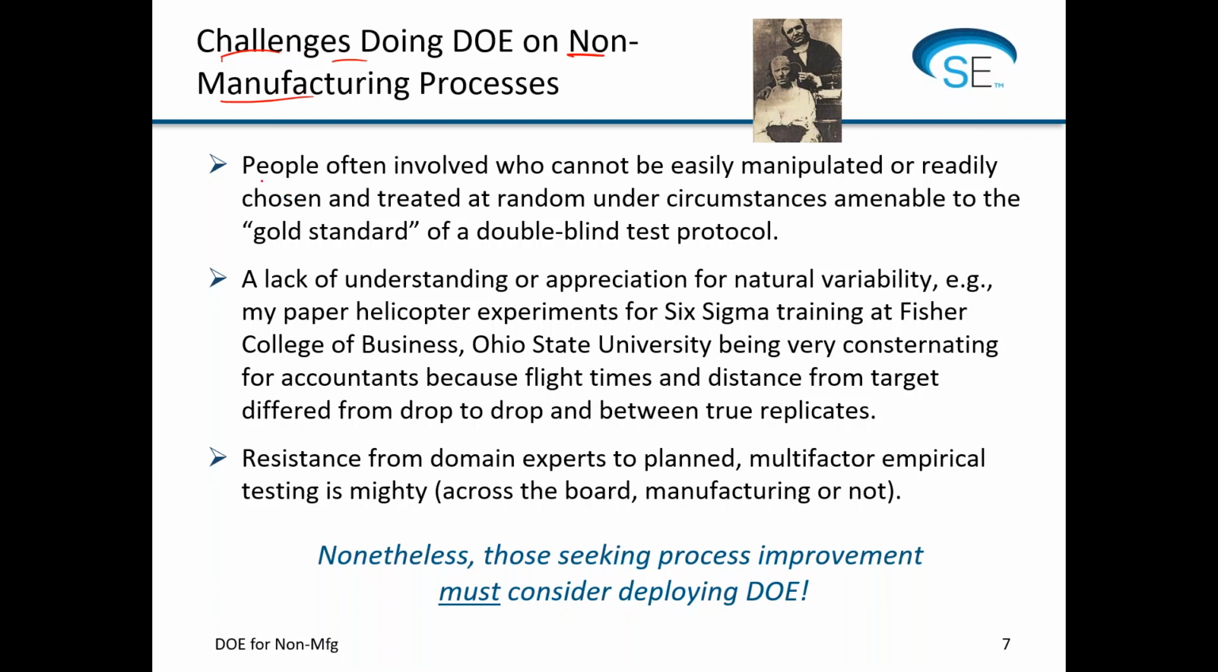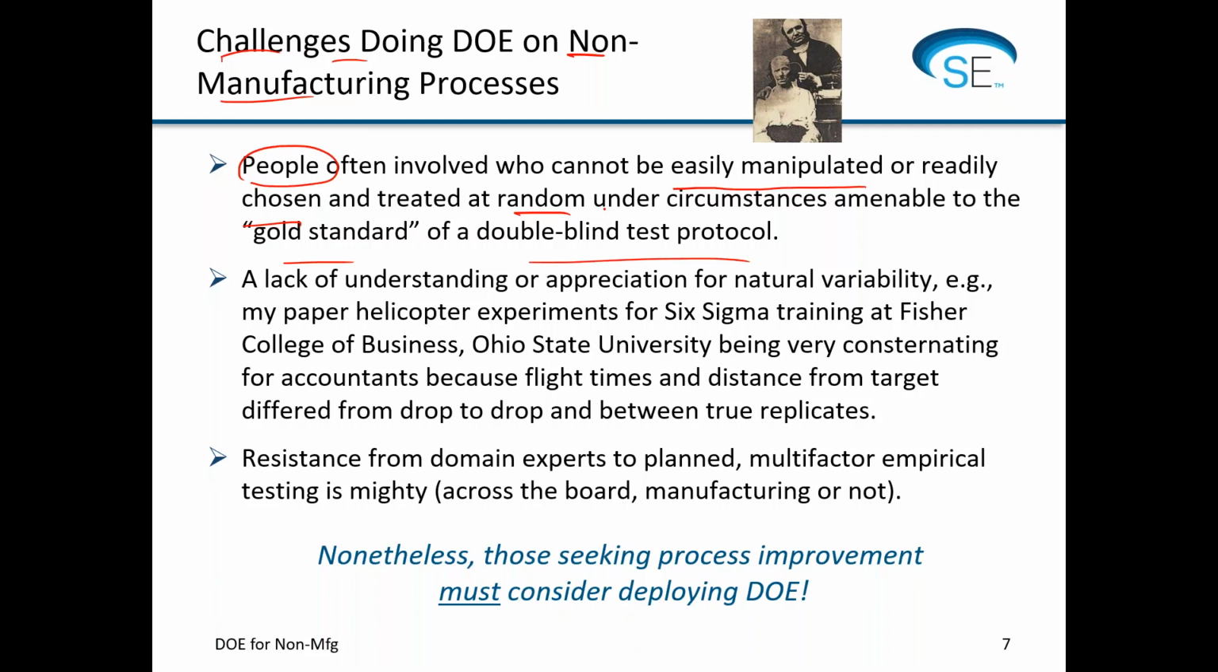But one of the biggest problems, of course, is that people are involved as subjects, and they cannot be easily manipulated. And oftentimes, it's difficult to choose them at random, which is fundamental for the gold standard of a double-blind test protocol. And then on the other side of it, the people administering the test are not blind to what they're doing. They know that they're giving the person a placebo or not a placebo, that type of thing. But hopefully you can overcome that for certain situations.